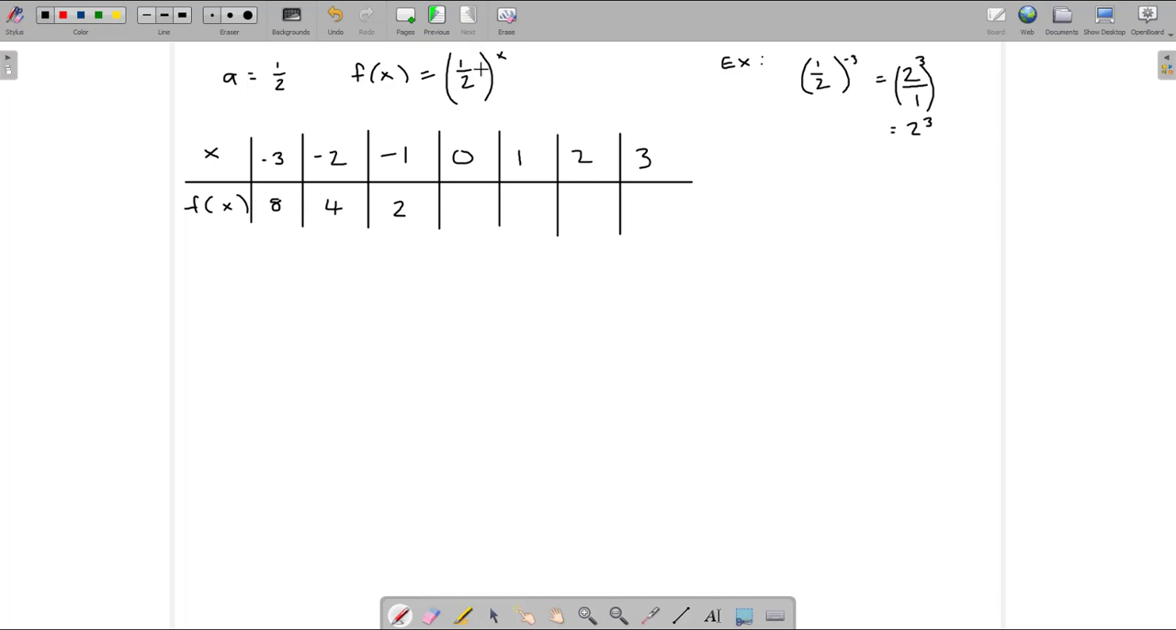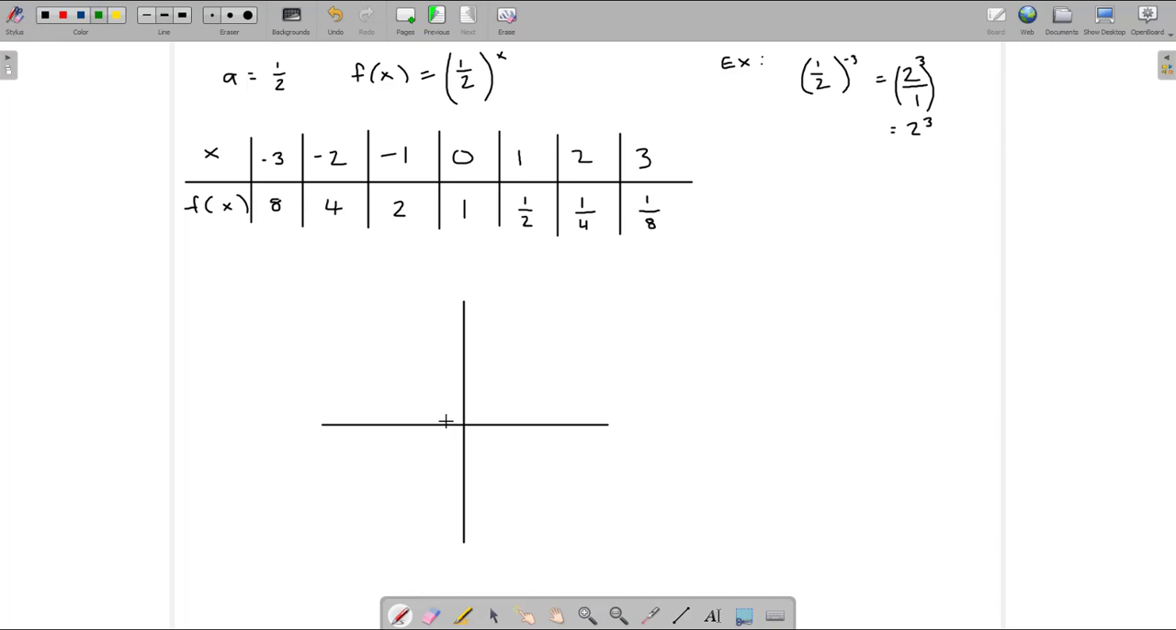And now let's look at the 1/2 again. 1/2 to the 0 is still 1. 1/2 to the 1st is 1/2. 1/2 squared, you just have to square the top and square the bottom, the numerator and denominator separately. So 1 over 2 squared is 1/4. And the same thing for this, you'll have 1 over 2 to the 3rd, which is 1/8. And we'll sketch a quick graph of that as well.